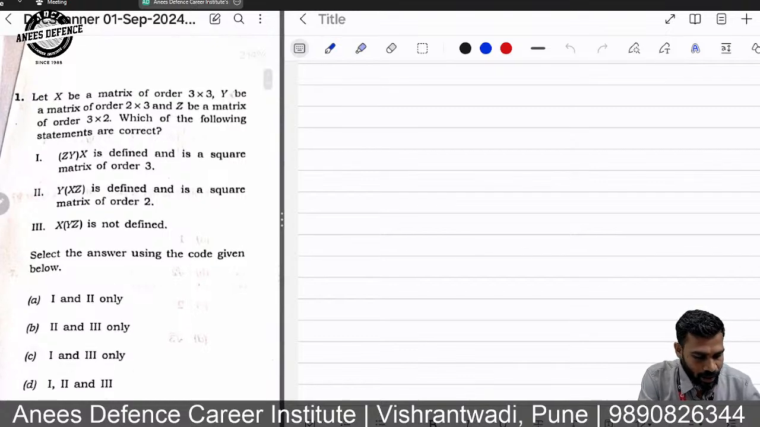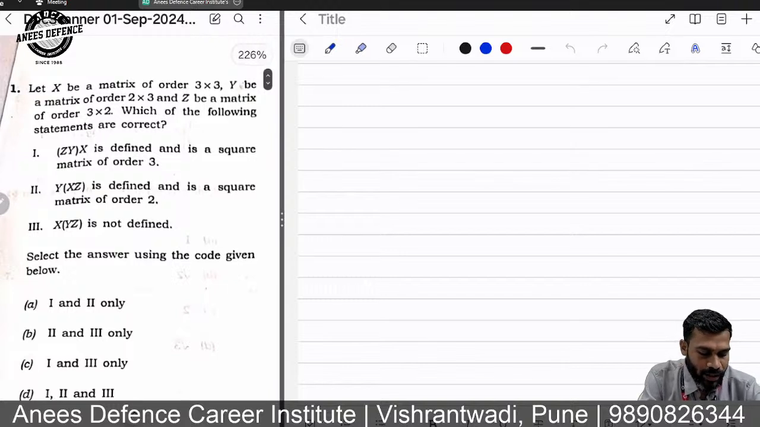Now, see, question number one is: let X be a matrix of order 3 by 3, Y be a matrix of order 2 by 3, and Z be a matrix of order 3 by 2. Which one of the following is correct?